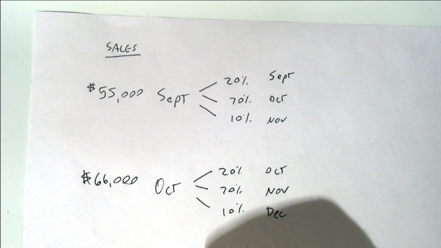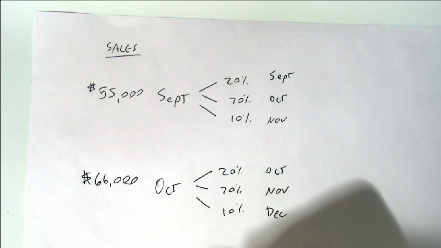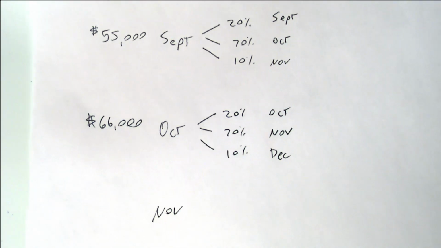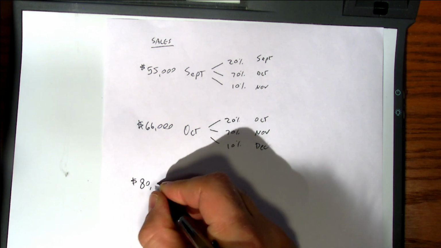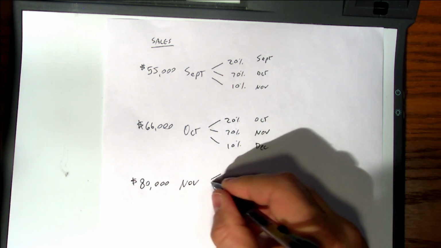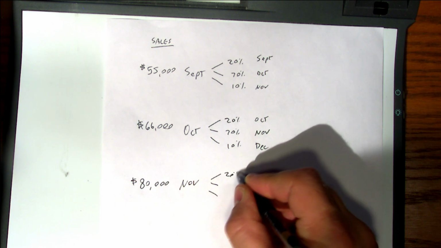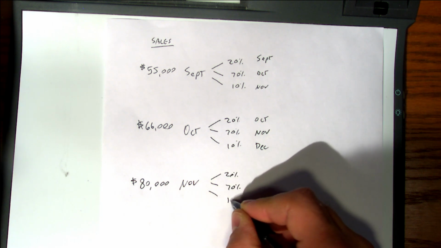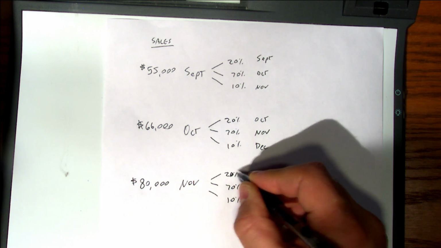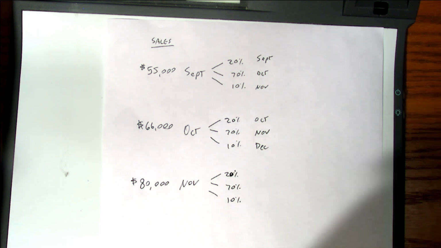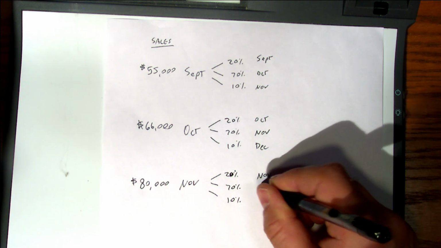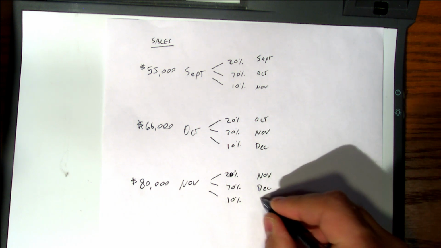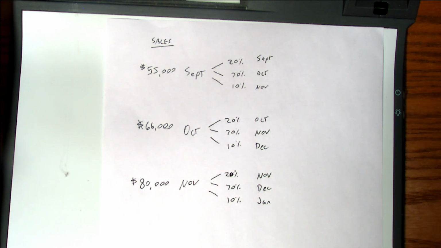Let's do this one more time for November. How much was November's sales? 80,000. It'll be the same collection pattern. 20%, 70%, 10%, right? Correct? 20% will come in November. 70% will come in December. And 10% will come in January, right?